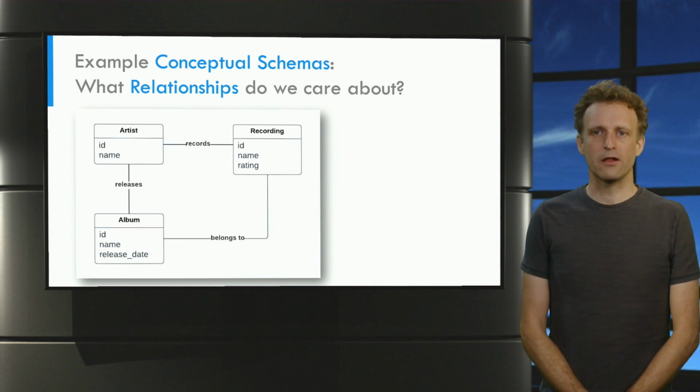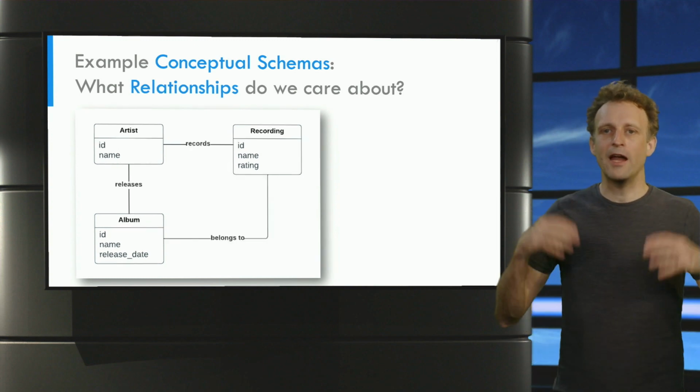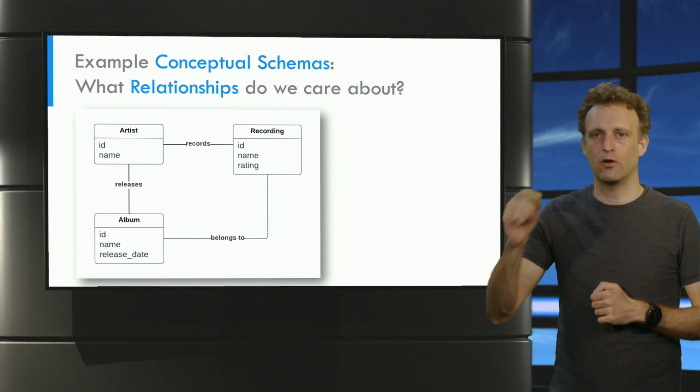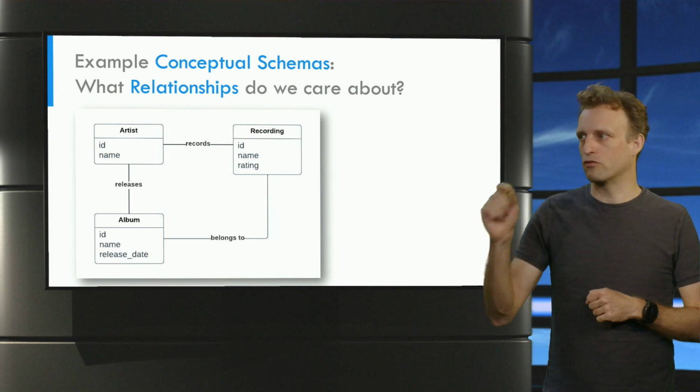Now, looking at the relationship types. An artist records a recording. A recording belongs to an album, and an artist releases an album.